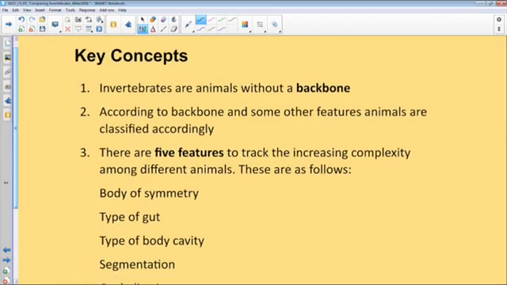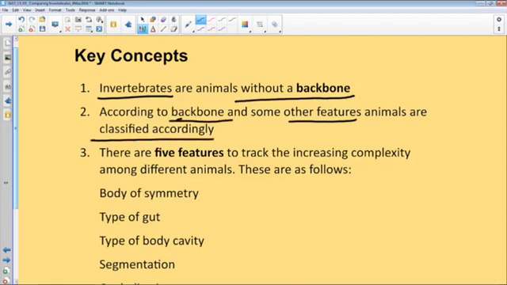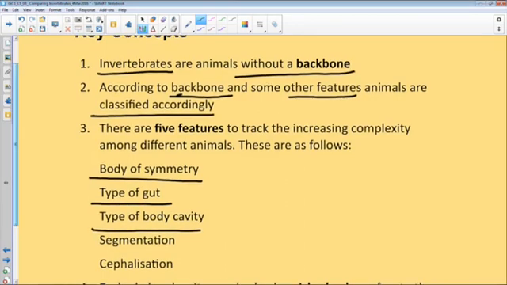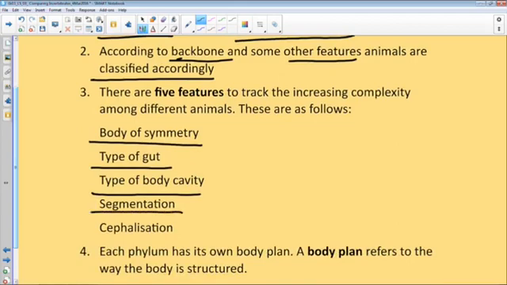So guys, very quick overview. The key concepts that we need to discuss is that we are looking at invertebrates today, and these are animals that lack a backbone. And according to their backbone and some of the key features that we've discussed already, these organisms can be classified accordingly. The 5 characteristics that we're looking at today in the comparisons would be their symmetry, their type of gut, the cavity that they have in terms of whether they're coelomic, acoelomic, do they show segmentation, and the development of cephalization as a characteristic of specialization.